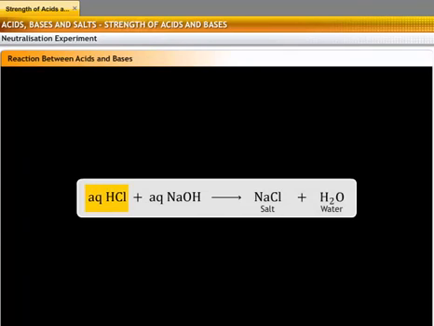The chlorine of hydrochloric acid combines with sodium of sodium hydroxide to form sodium chloride. The hydrogen of hydrochloric acid combines with the hydroxyl part of the sodium hydroxide and forms water.